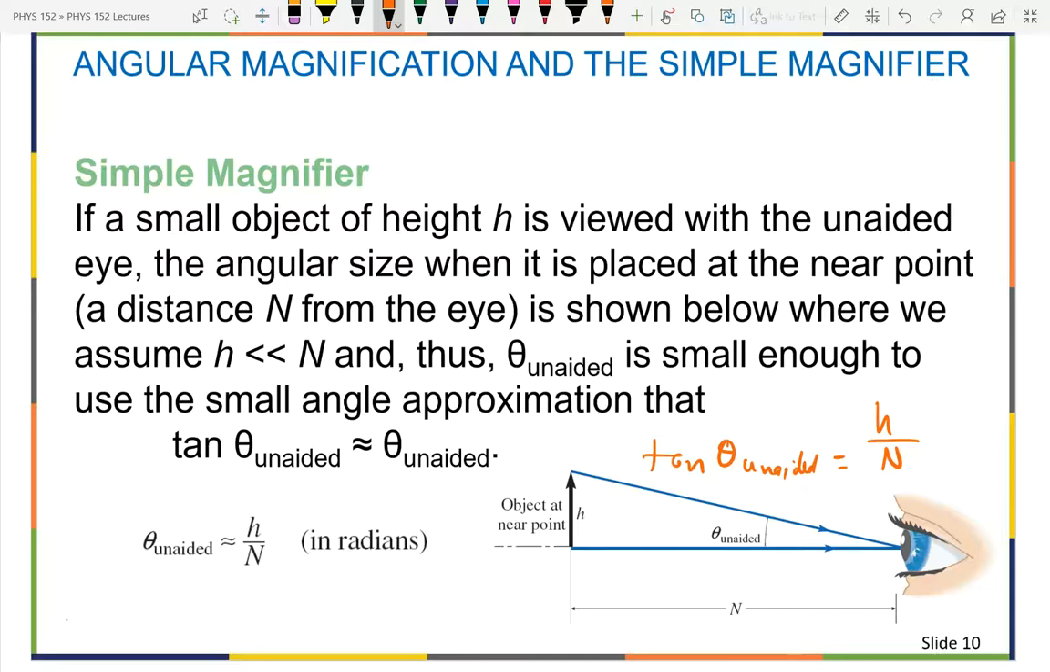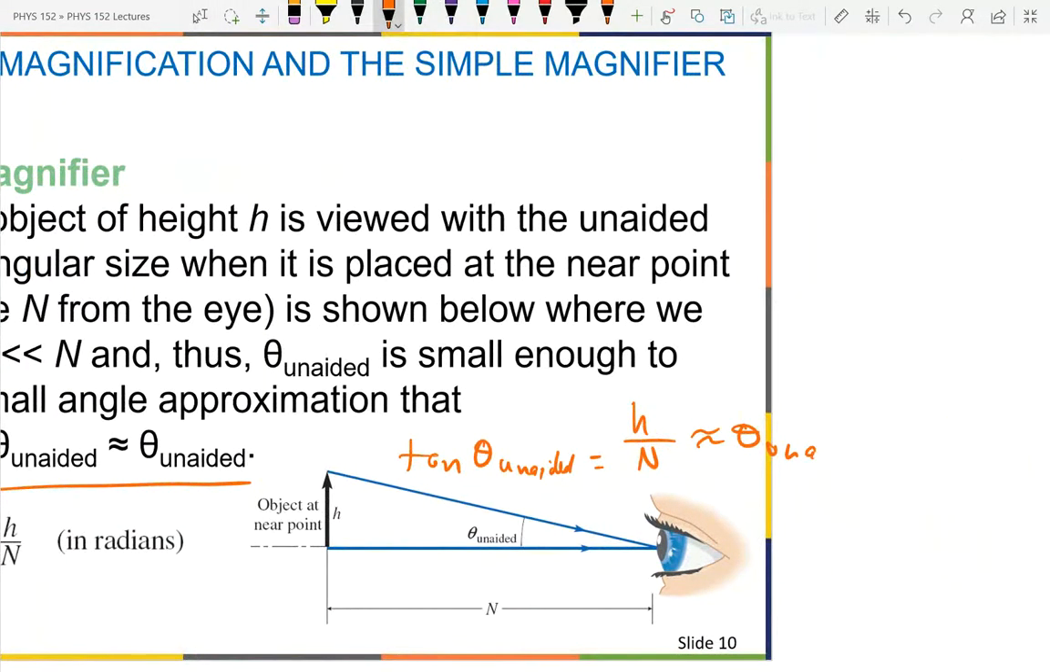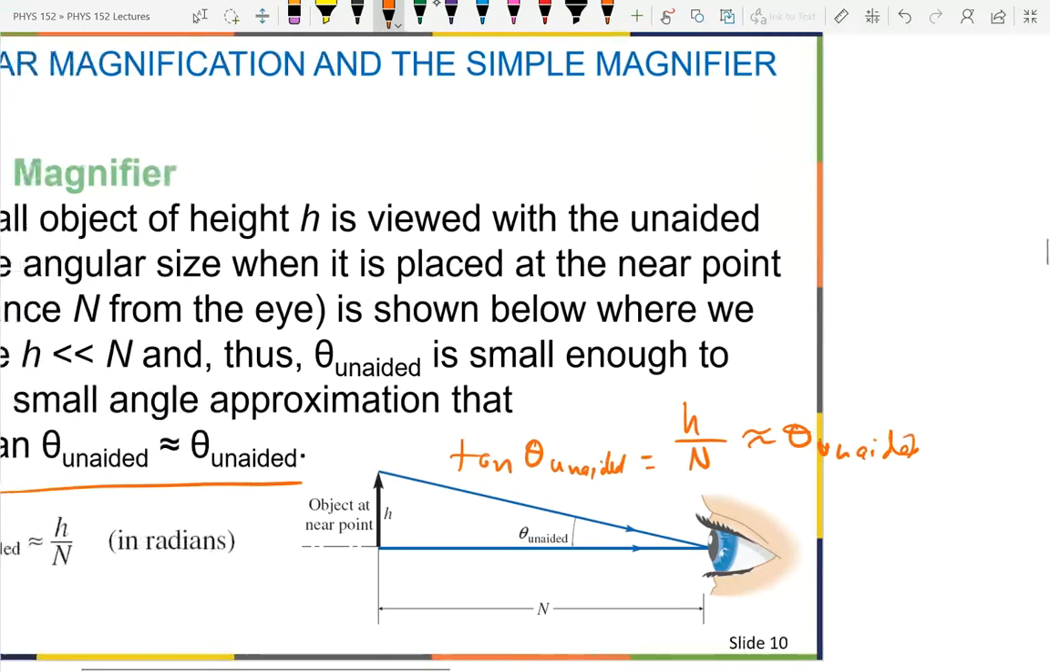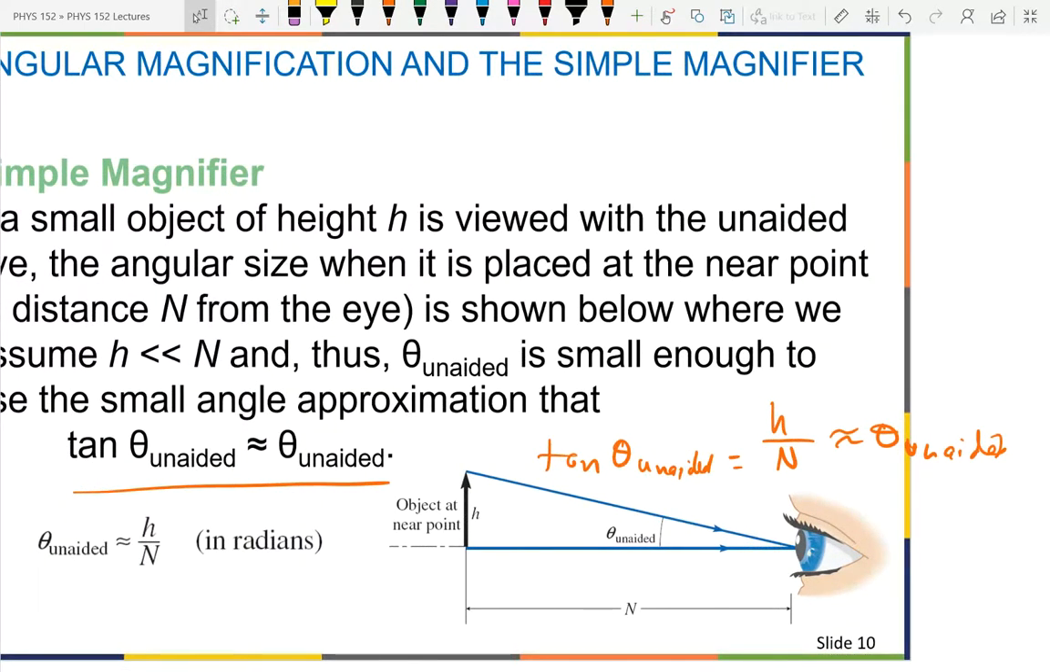Now, if this is a small object, and you only use a magnifier for small objects, we don't use a magnifier for something like a meter stick. If it's a small object, then that's going to be a small angle, and we can use a small angle approximation that says tangent theta is approximately equal to theta. What units is theta in if I make that approximation? Radians. That approximation is for radians. So the angle is approximately equal to the height of my object divided by my near point.